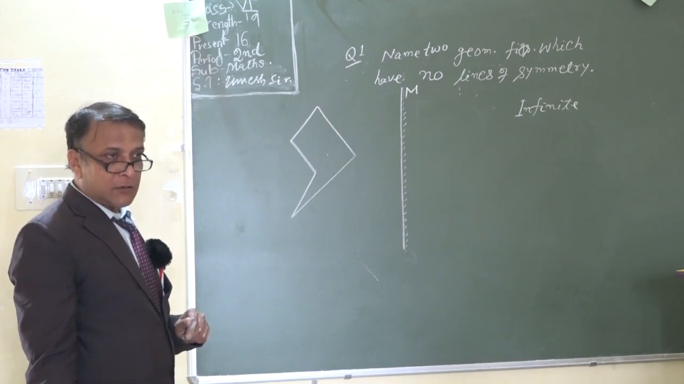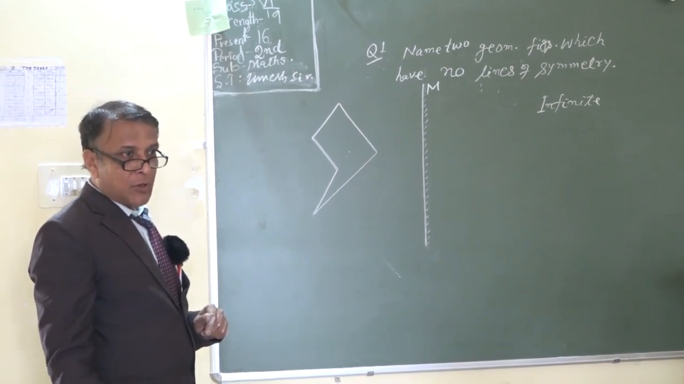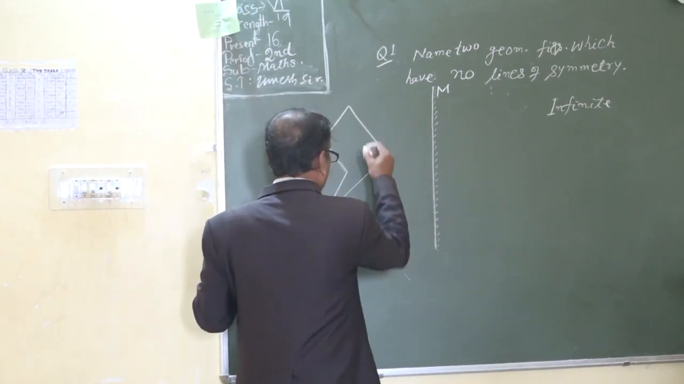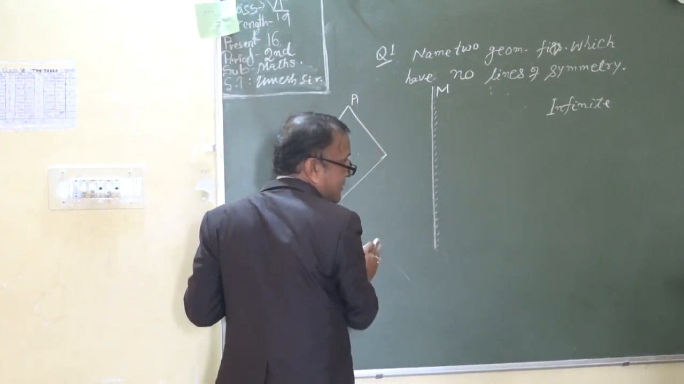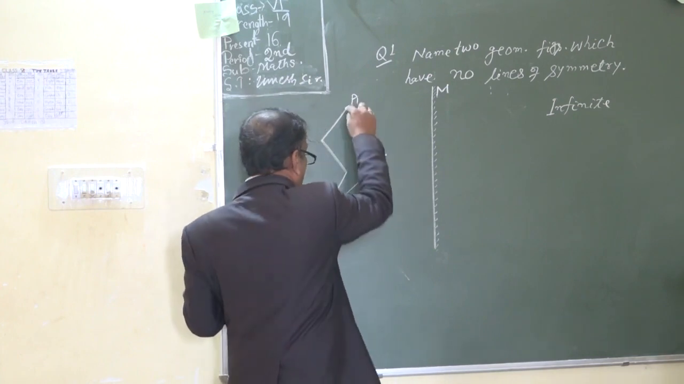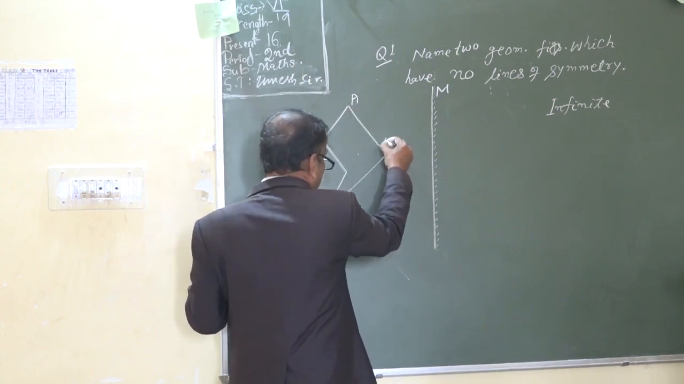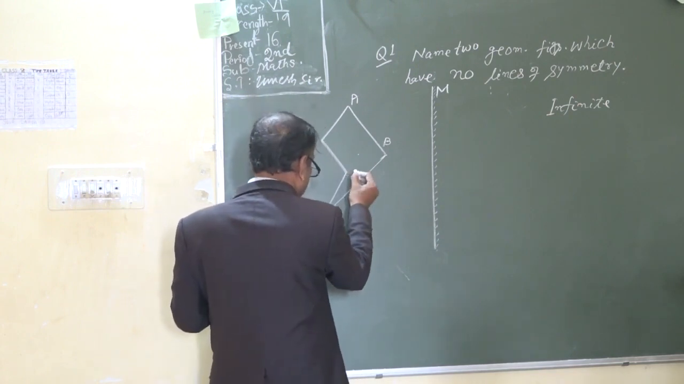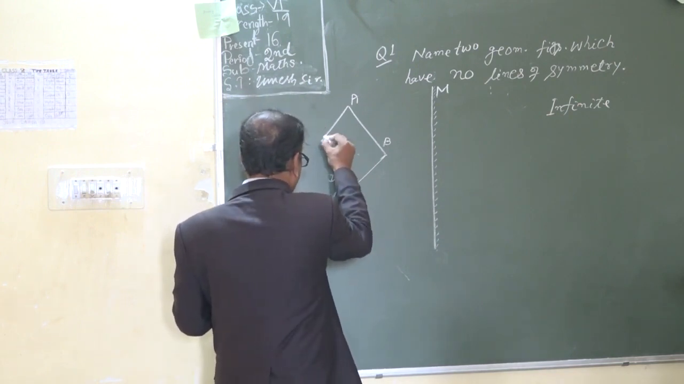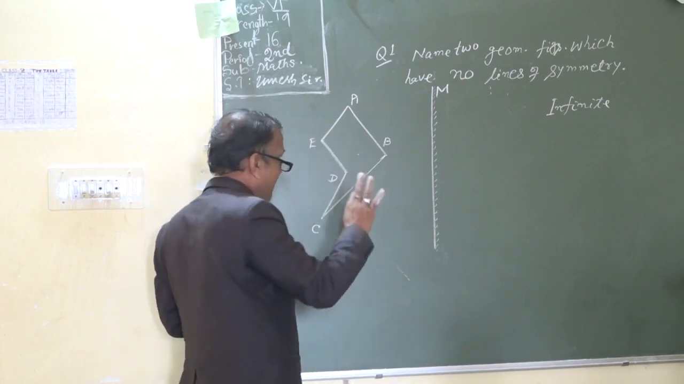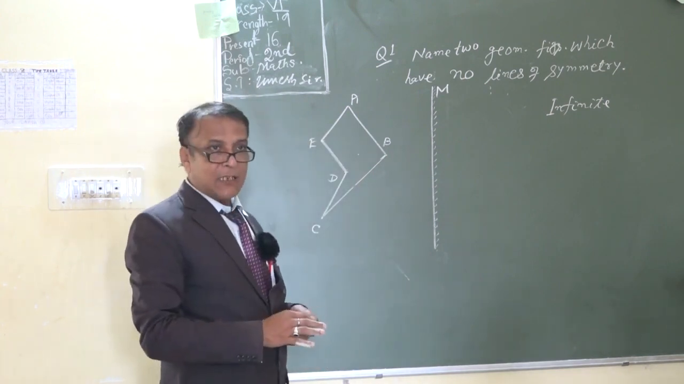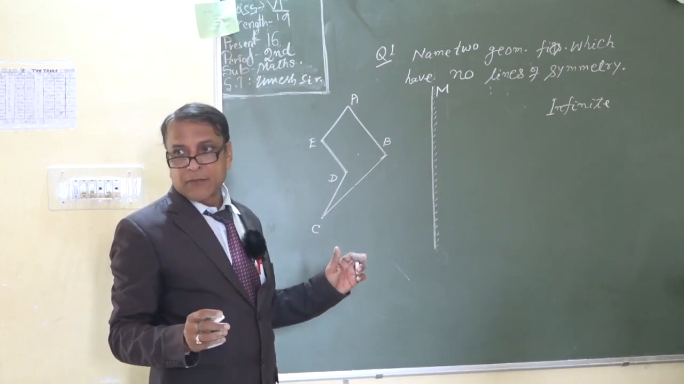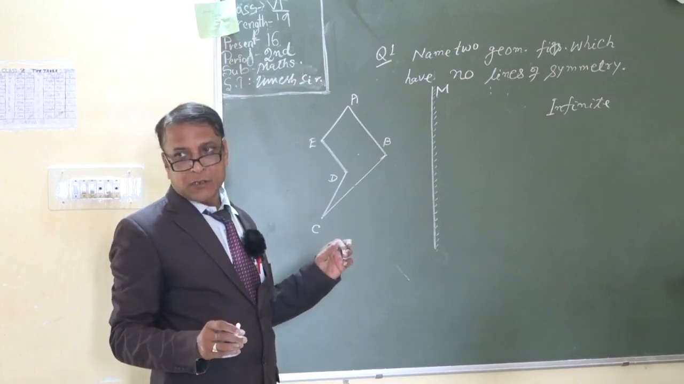First you mark or name the different points where two lines are meeting each other. So this is point A, this is point B, this is point C, this is point D, and this is point E. So 5 points are there where the two lines are meeting with each other.